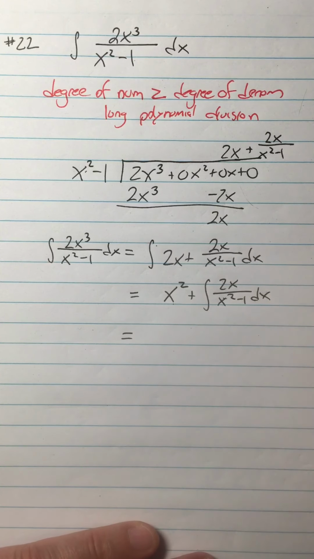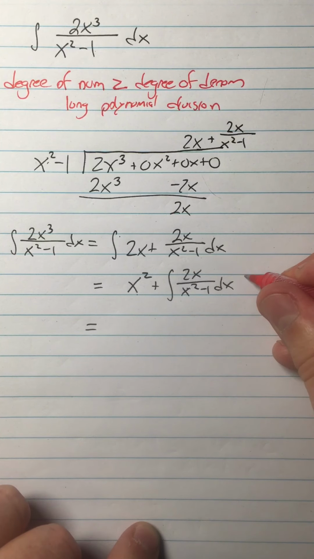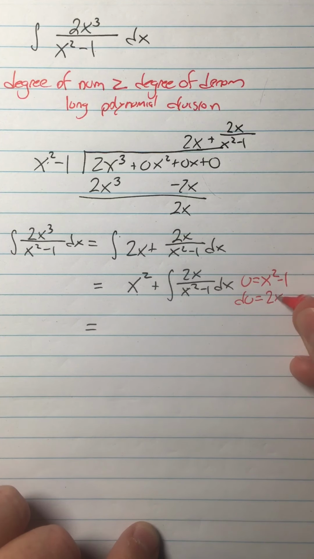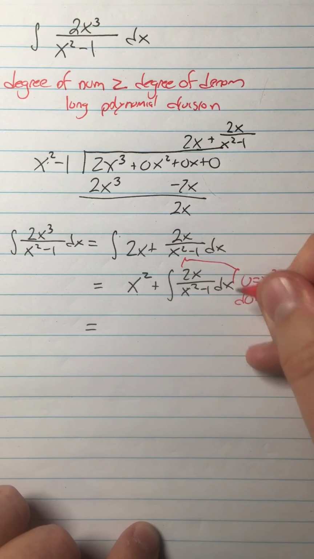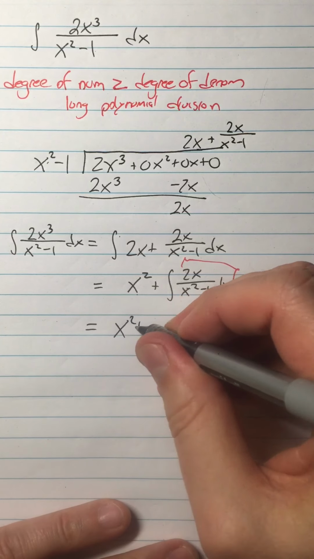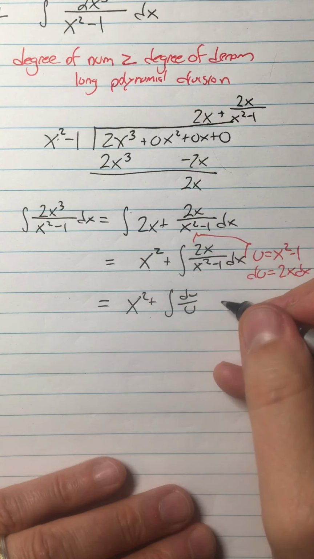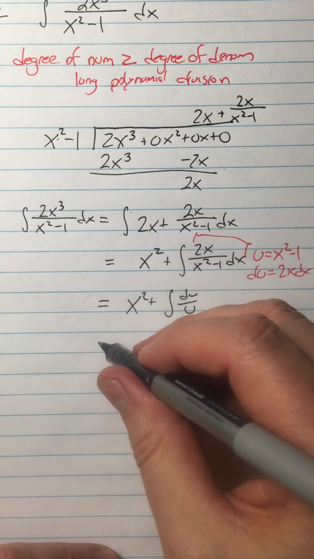All right, so then on this one, just say, okay, what's my technique going to be? Well, the first thing I should look for is, can I do u substitution? Indeed, I can, because u equals x squared minus 1. So you always start with the denominator for u. So du is equal to 2x dx, which happens to be exactly what I have up there. So that means that I have x squared plus the integral of du over u. And I still haven't done the antiderivative, so I still don't have a plus c.